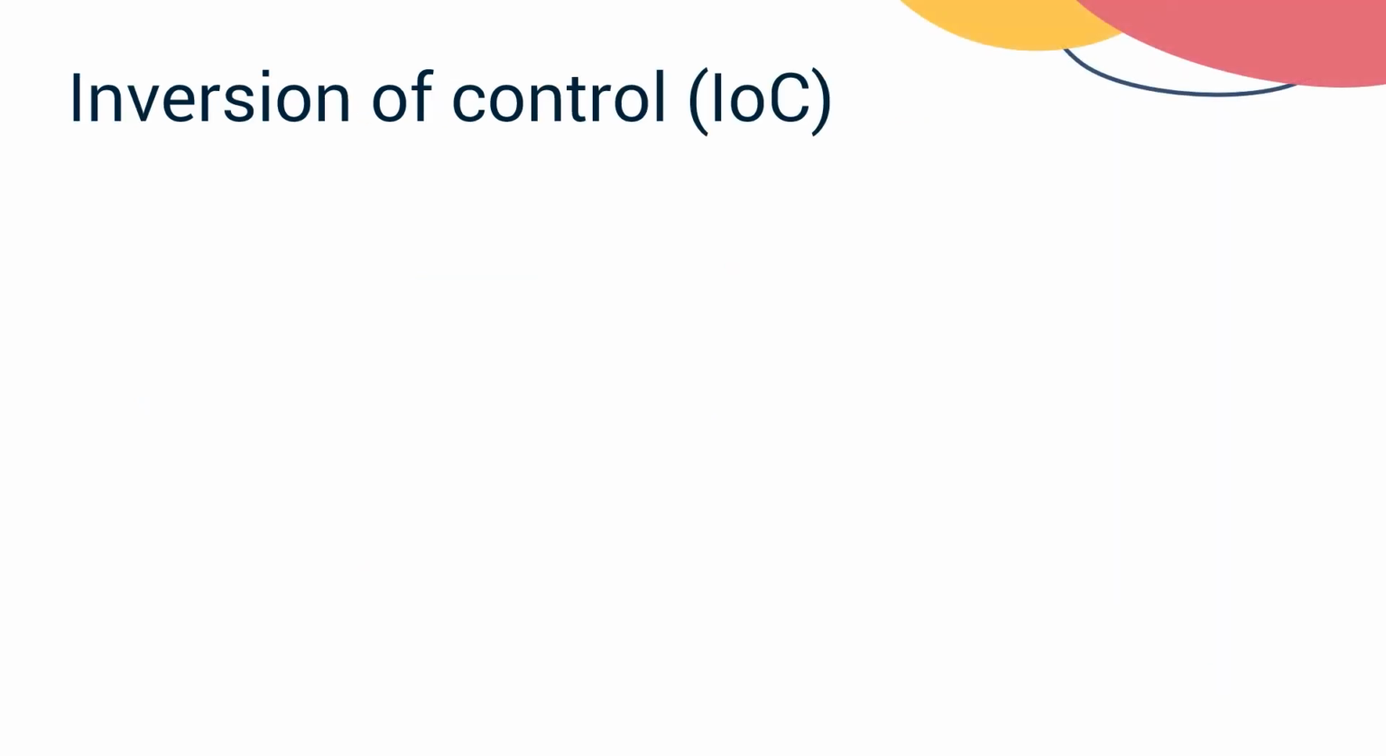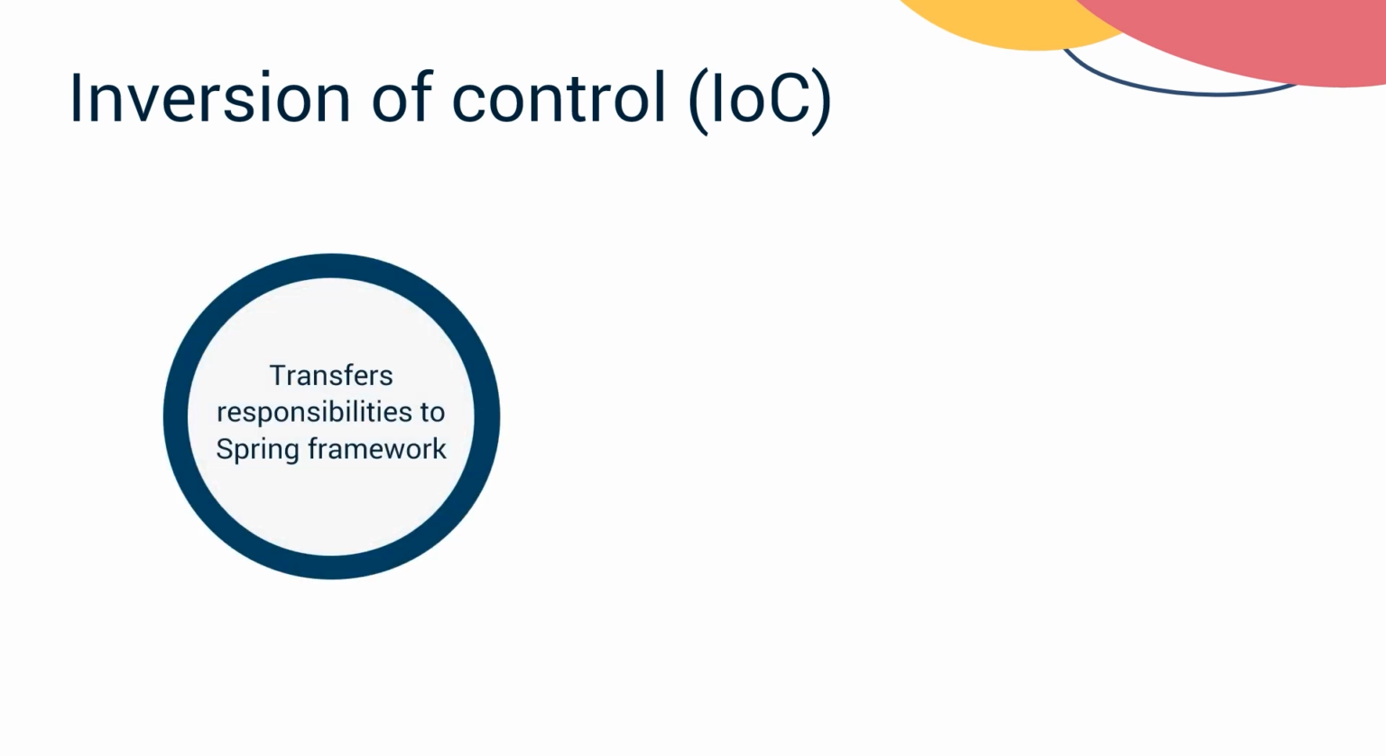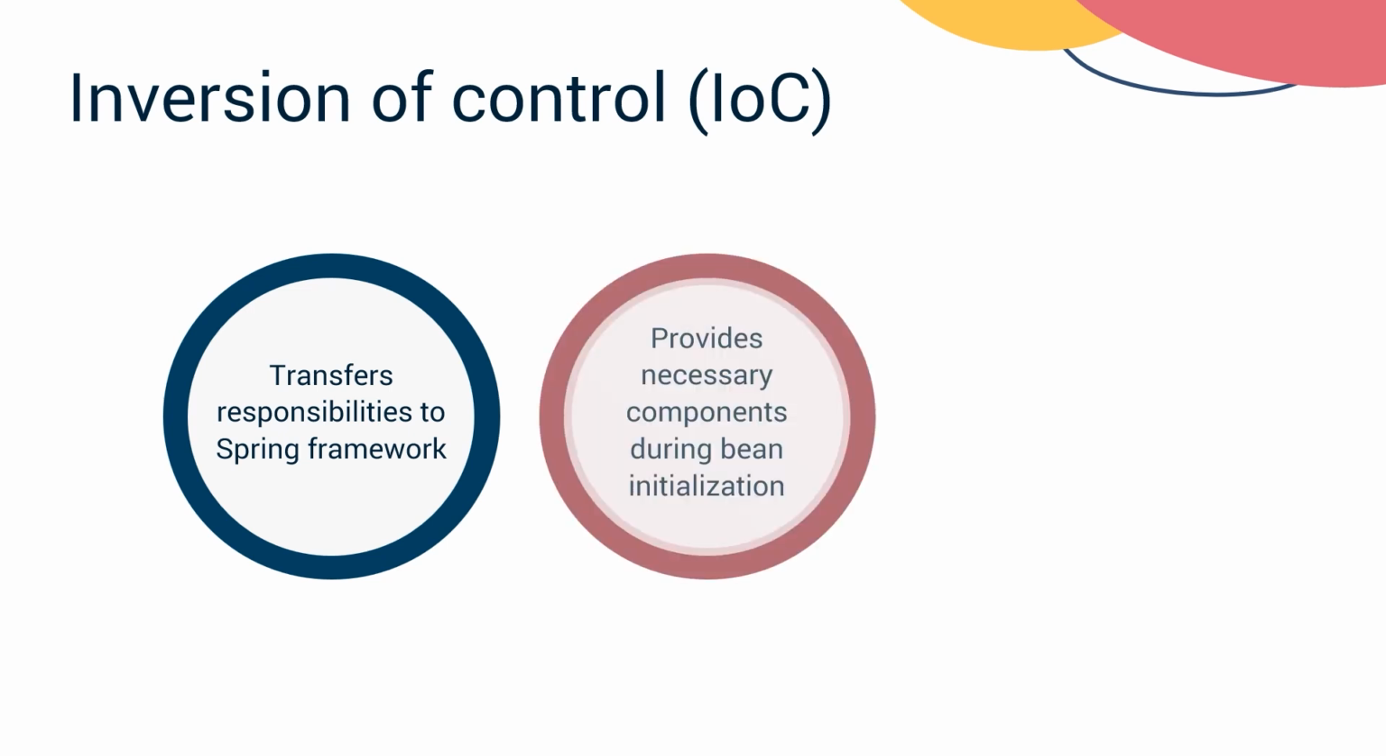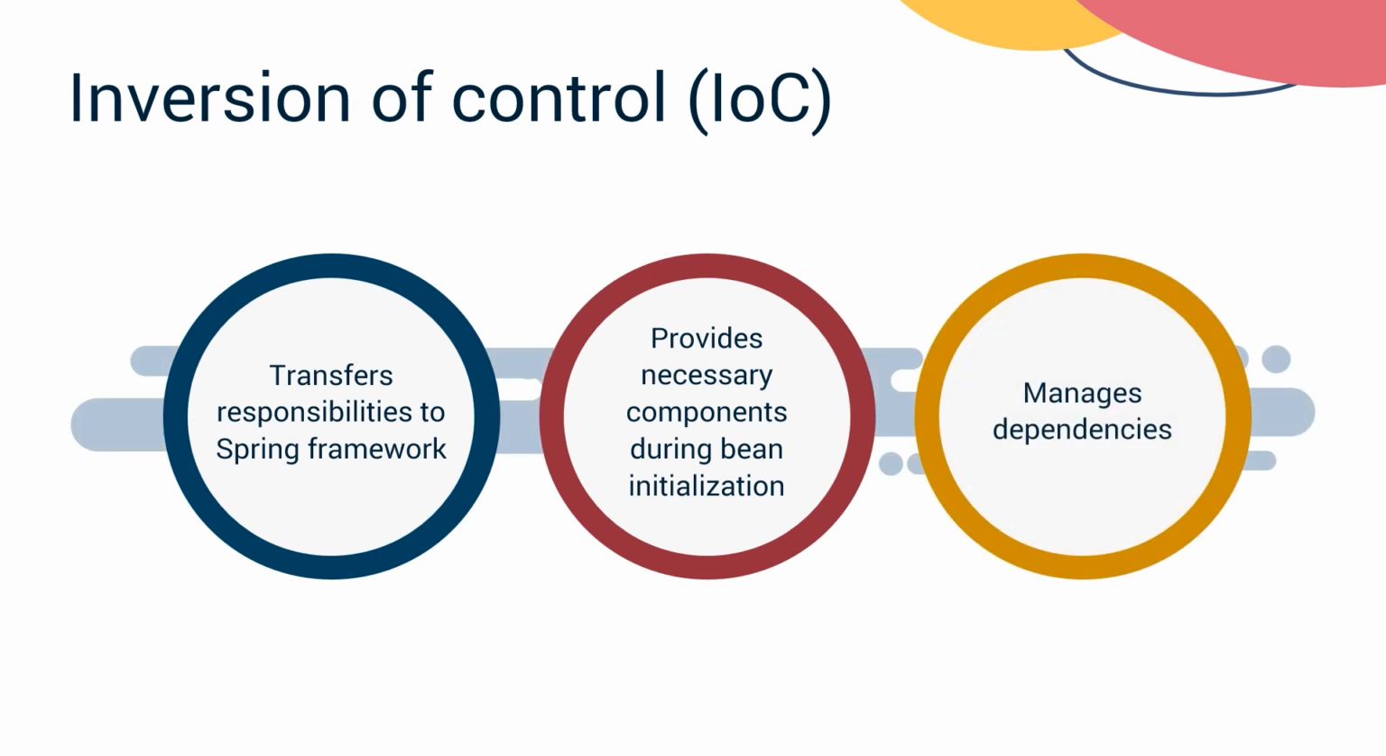Inversion of control, or IOC, is a key principle that transfers the responsibility of creating and managing dependencies from the application code to the Spring framework. Rather than manually creating objects, such as an engine for a car, Spring provides the necessary components when initializing beans. This process is akin to ordering food at a restaurant. The chef prepares the meal for you, thereby creating and managing the dependency on your behalf.